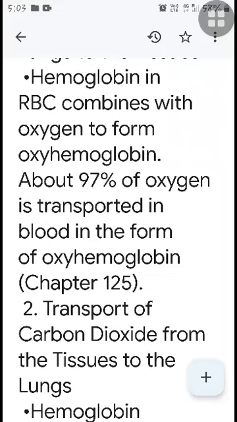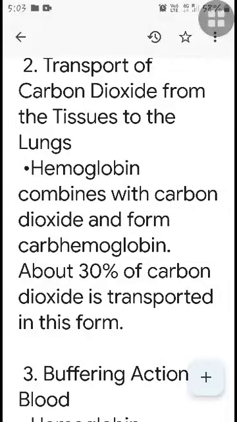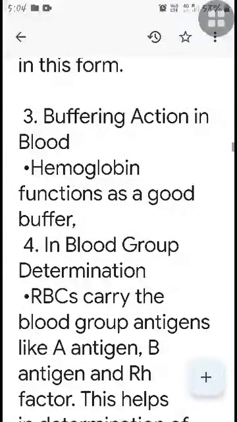2. Transport of carbon dioxide from the tissues to the lungs. Hemoglobin combines with carbon dioxide and forms carbhemoglobin. About 30% of carbon dioxide is transported in this form. 3. Buffering action in blood. Hemoglobin functions as a good buffer.